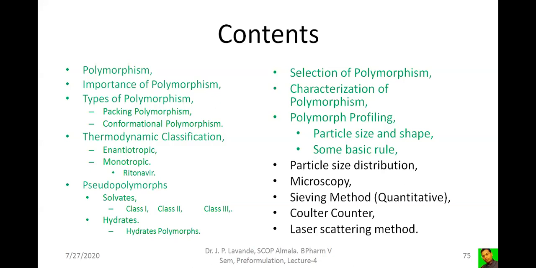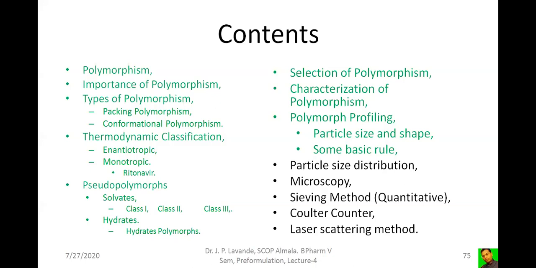Then the selection criteria for the polymorphism, the characterization of the polymorphism, and the polymorphism profiling. Now, after this, we have to go through the different points associated with that of the particle size. So, in case of preformulation, we studied the physical forms, we studied the polymorphs. So, these two characteristics we had studied, and their details already we saw.